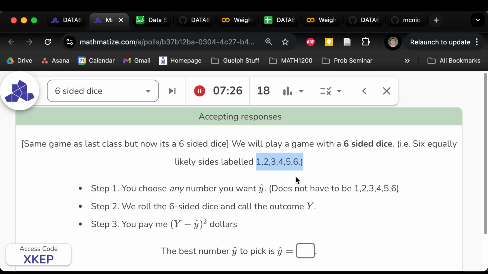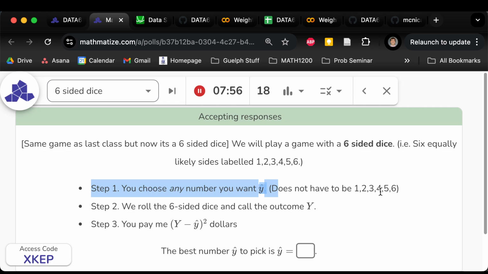So first, you choose Y hat. Last class, there were some people who were confused about what Y hat is allowed to be. They said, I had to pick 2 because 2 is a side of the dice, but Y hat does not have to be 1, 2, 3, 4, 5, or 6, right? Those are the things that are going to come up, but Y hat is your sort of best estimate in terms of minimizing something that's going to happen later in step 3. There's no reason that Y hat actually has to be exactly one of these things.